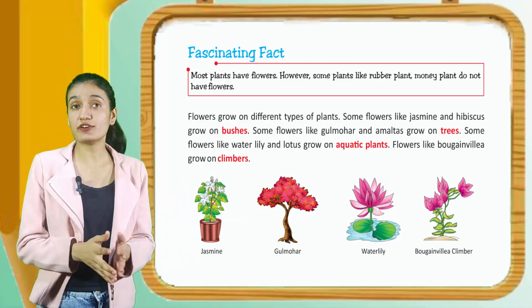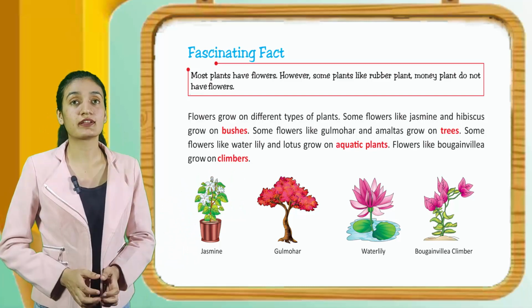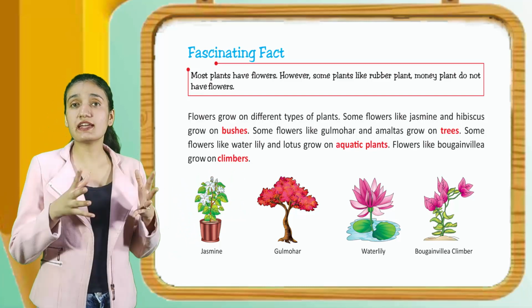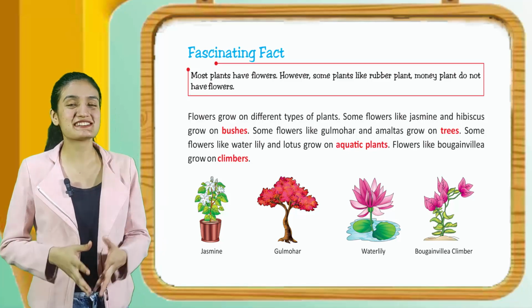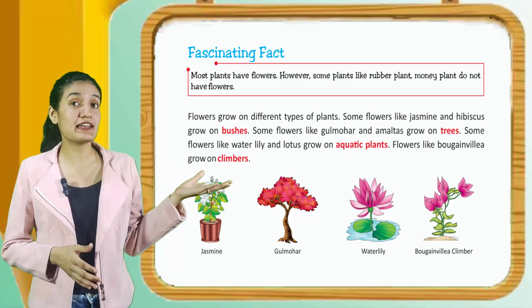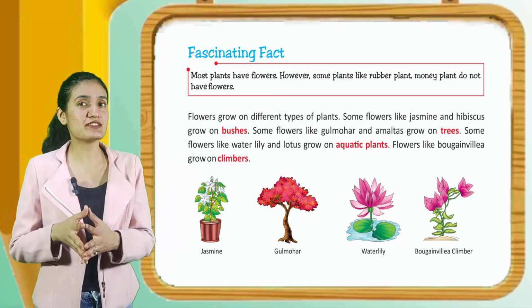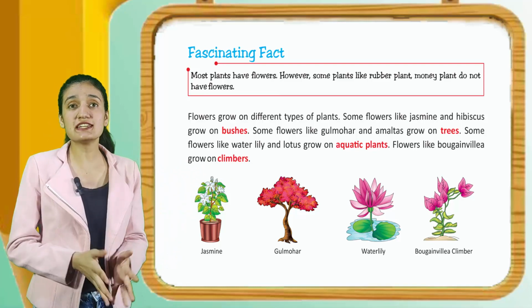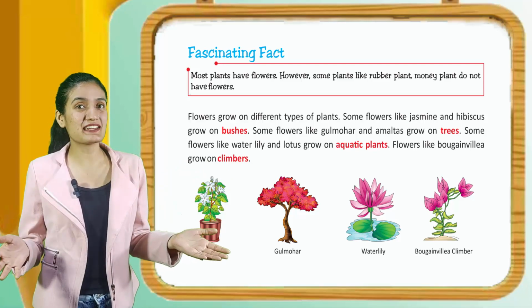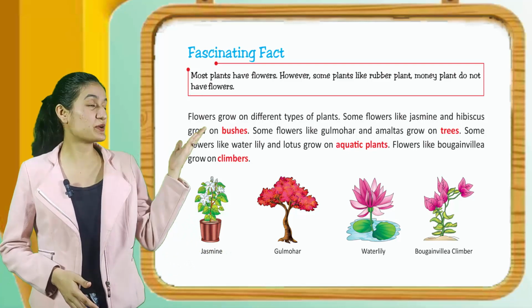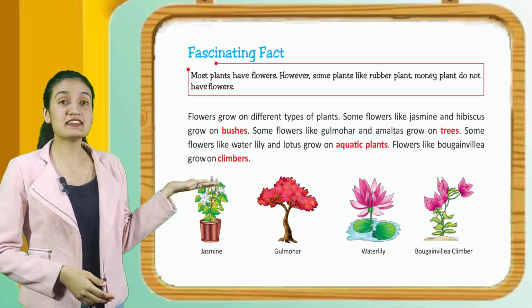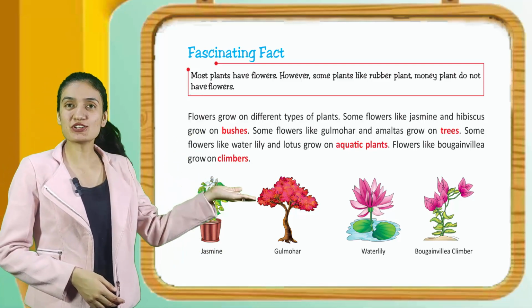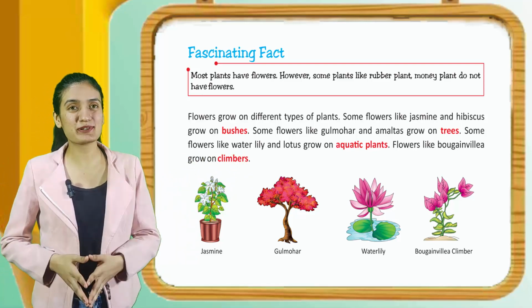Flowers grow on different types of plants. Some flowers like jasmine and hibiscus grow on bushes. Some flowers like gulmohar and amaltas grow on trees. Some flowers like water lily and lotus grow on aquatic plants. Flowers like bougainvillea grow on climbers. Here you can see jasmine, gulmohar, water lily and bougainvillea climbers.